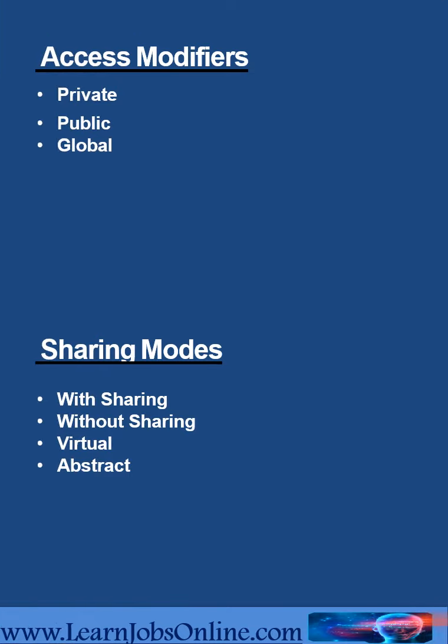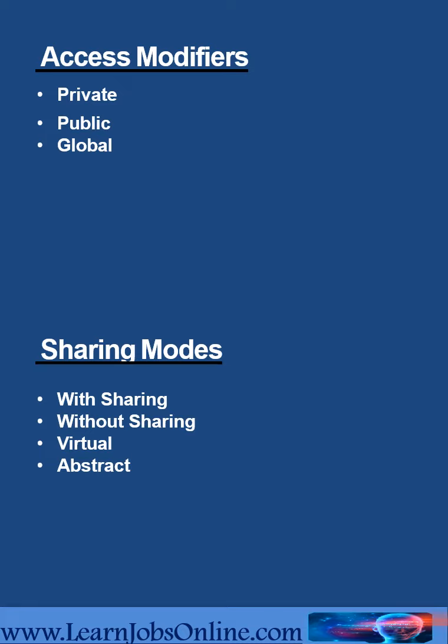At this point, we're going to talk about access modifiers and sharing modes. With access modifiers, there are 3 types: private, public, and global. First one, private. If you declare the access modifier as private, then this class will be known only locally, and you cannot access this class outside of the particular piece. By default, classes have this modifier.